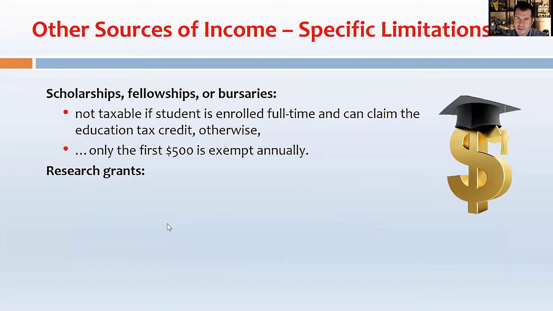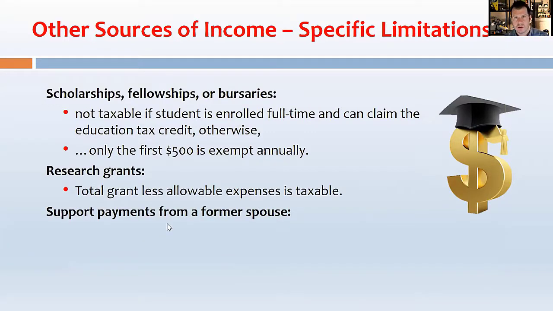Okay, so here's how it works. If you're receiving scholarships, they're tax-free as long as you're using them for school. If you're using them for something else, you only get $500 as exempt. The rest of it has to be included in income, which makes sense. The money is supposed to be for school. So don't worry too much about the $500 exemption. Sometimes it trips people up. All of scholarships aren't taxable as long as you're using them for school, which is what they're for. There's the research grant. I said the grant less the expenses is taxable, easy.